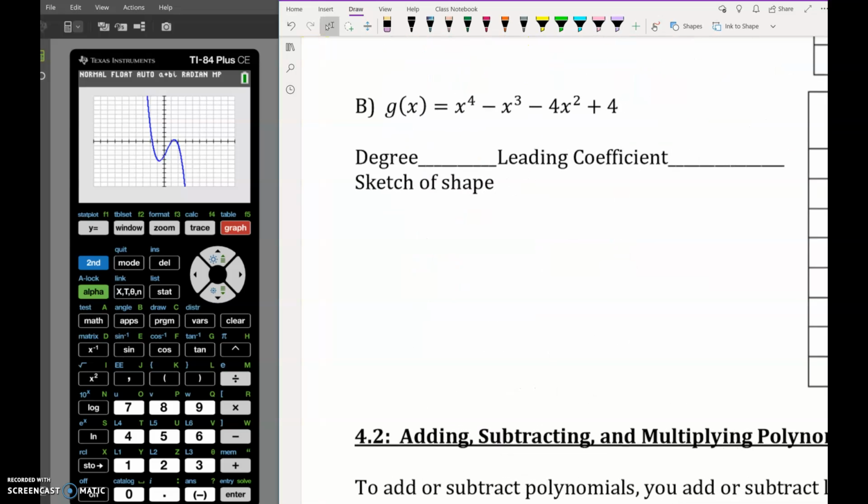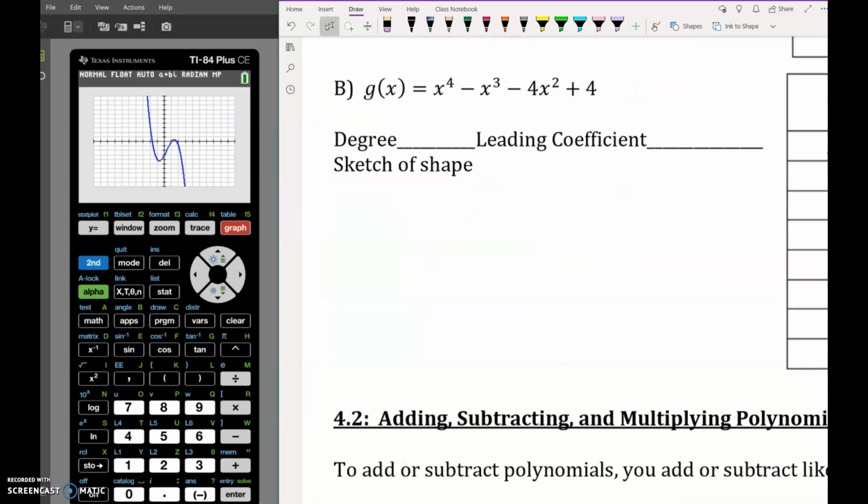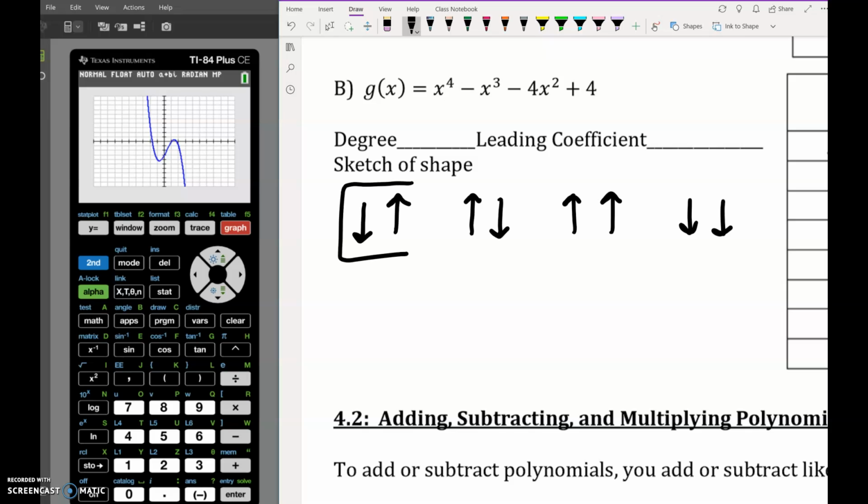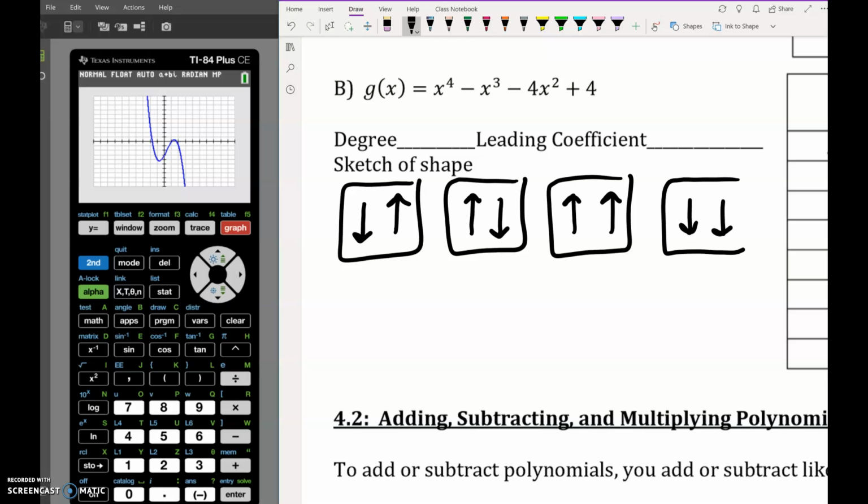Okay, on B, I would like you, on your own, to identify the degree, the leading coefficient, and sketch a shape. And here's how it's going to look on your test. I will give you some pictures of potential end behavior. So you'll have these 4 pictures, and you'll have to select which picture describes the end behavior of this polynomial. So on your own, find the degree, the leading coefficient, and decide which of those pictures would describe this polynomial.